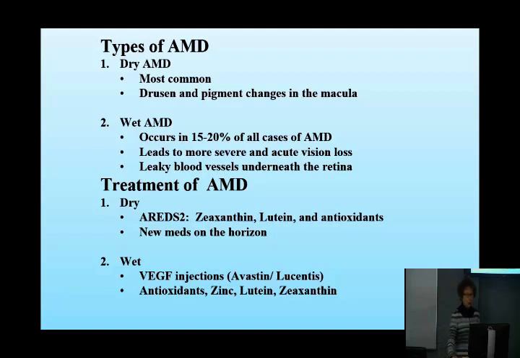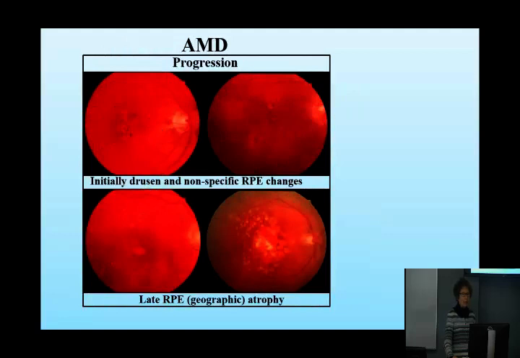These are just some pictures of dry macular degeneration. So you have this pigmentation, and what's happening is the cells of the retina are just kind of atrophying away. So when you get to this last little picture down here, you can actually see the structures behind the retina, just because the cells have just been so damaged.